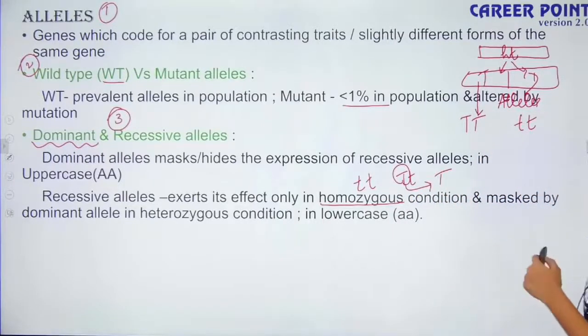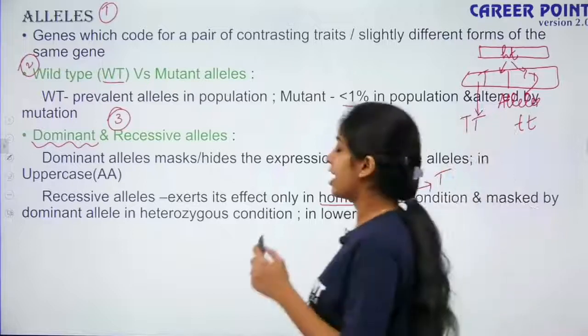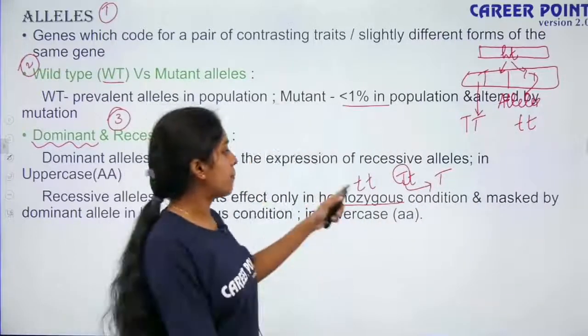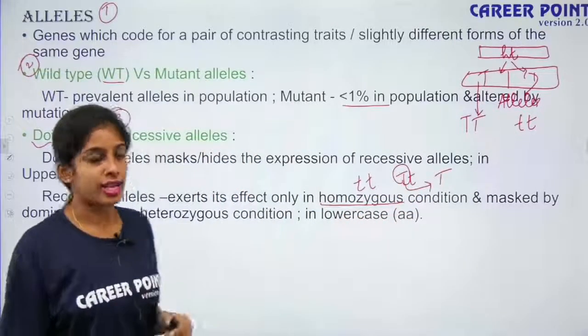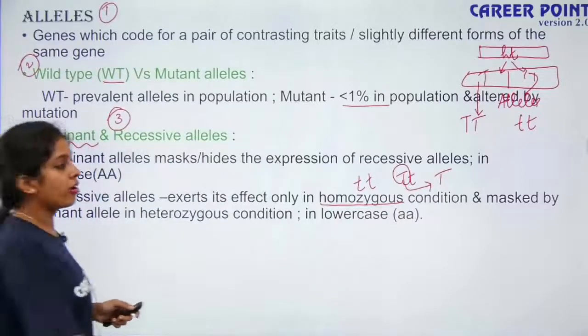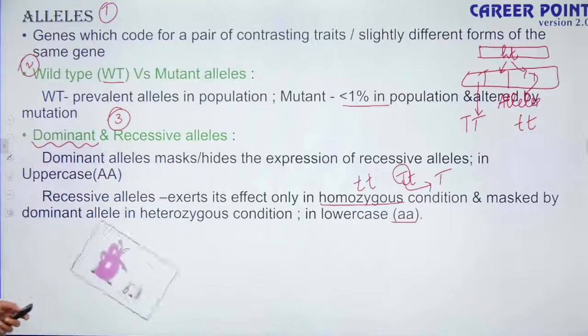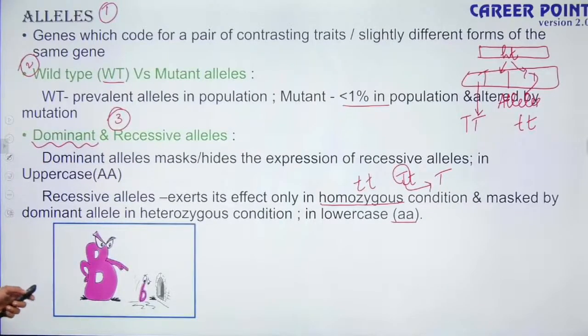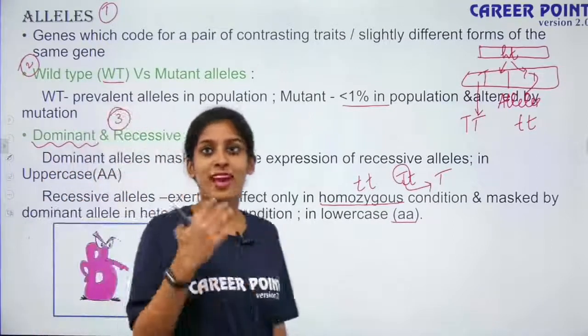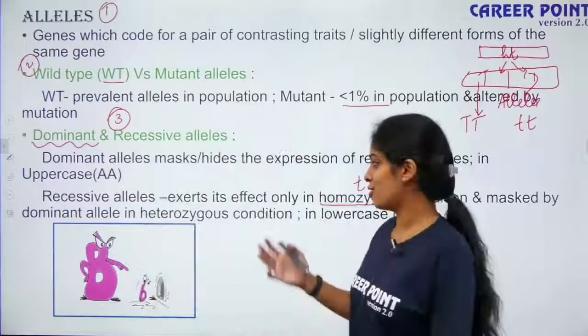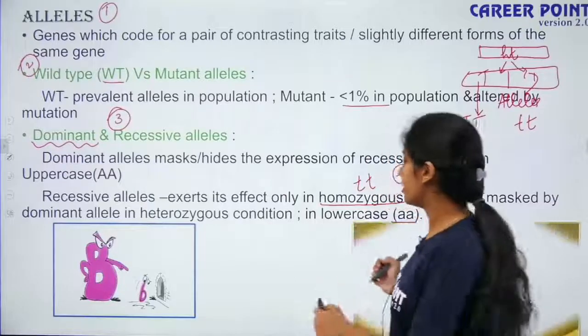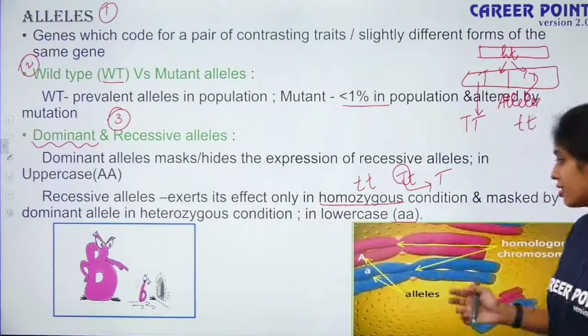They are masked by the dominant allele in heterozygous condition. This capital T and small t is your heterozygous condition. Your recessive ones are always represented in lowercase. Just like this picture says, your dominant ones are more bully type. They have more strength, more energy. That is why they are dominant.